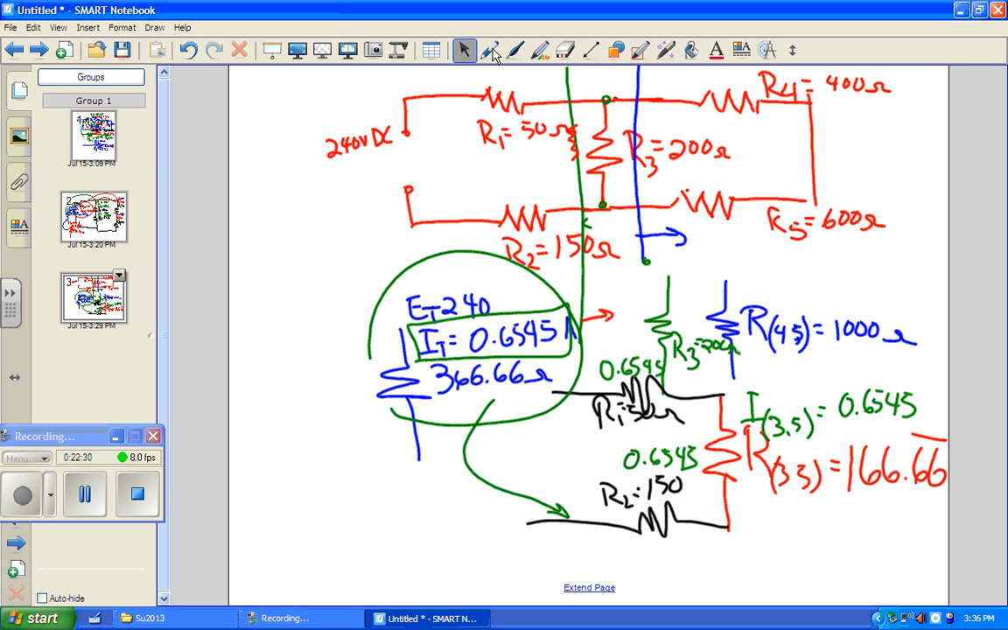So if I multiply up, I'll get my voltage drop across R1 and R2. And then if I multiply up over here at my R3 through 5, I'll get my voltage drop across everything to the right of the green line, right? Okay. So let's multiply up for R1. So 50 times 0.6545 is 32 point what? 7278 volts.